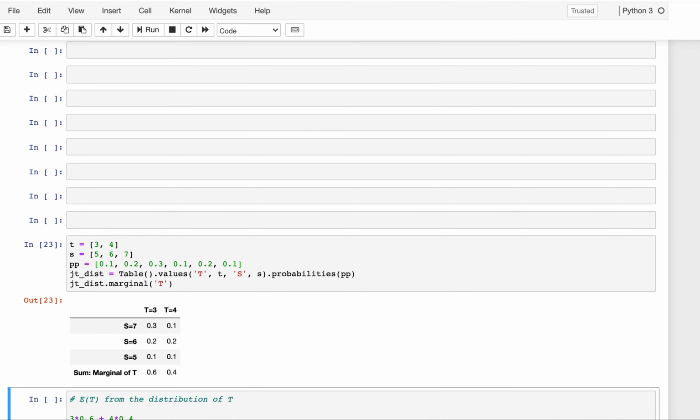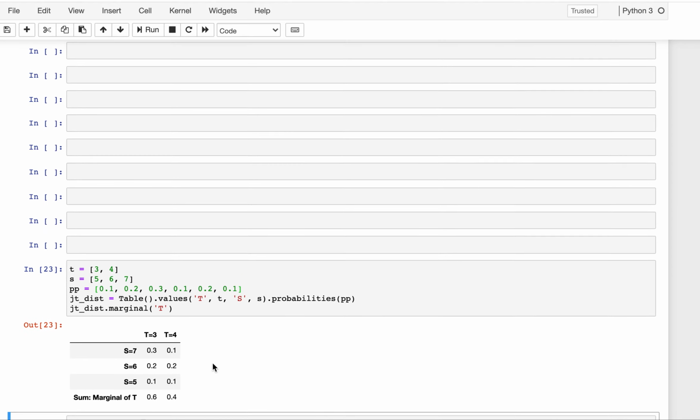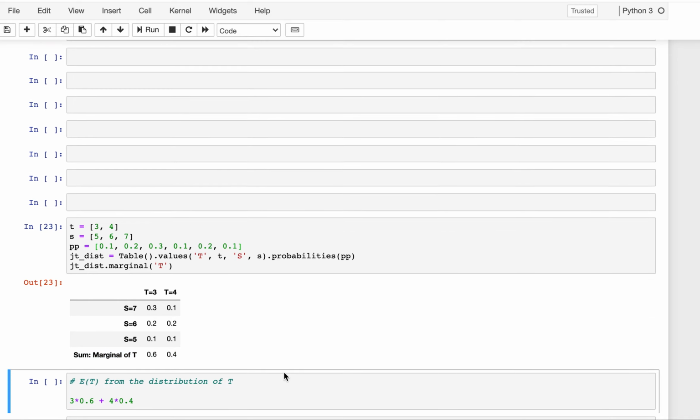So here's a joint distribution that I made up, and we're going to try to find the expectation of the random variable t, whose distribution is given here below. So the chance that it's 3 is 0.6 and the chance that it's 4 is 0.4. So you can find the expectation of t from that distribution by doing the obvious thing.